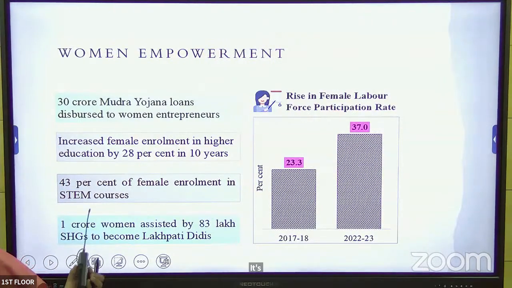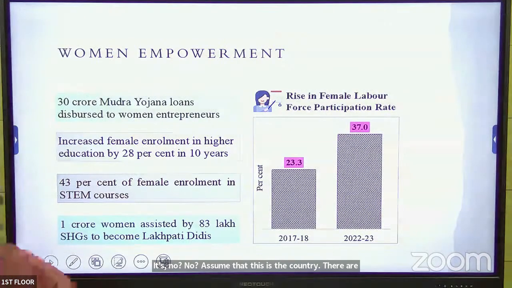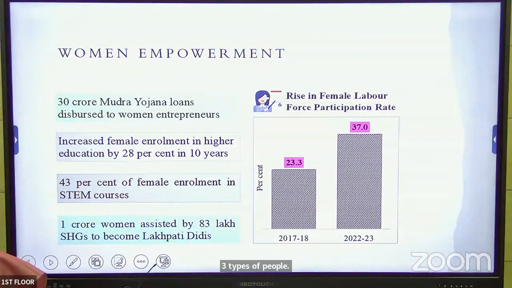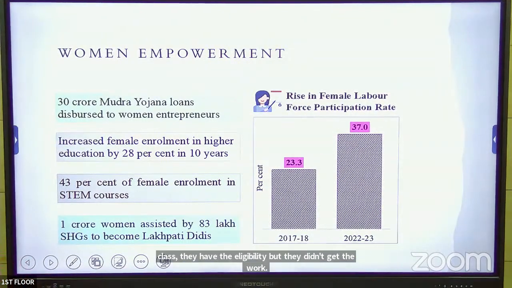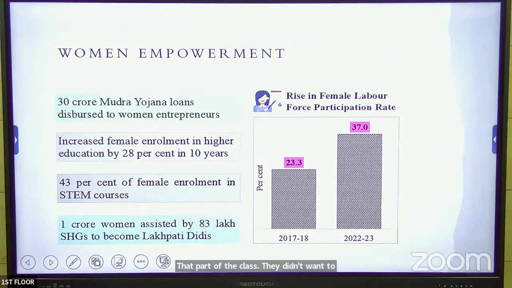Assume that this is the country. There are 3 types of people. This first half of the class, they have the age and eligibility, and they have got work. This part of the class, they have the eligibility, but they didn't get the work. That part of the class, they didn't want to work. They have the eligibility, they have the qualification, but they didn't want to work.